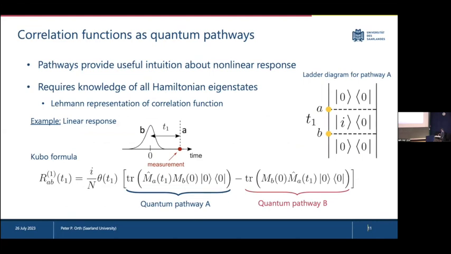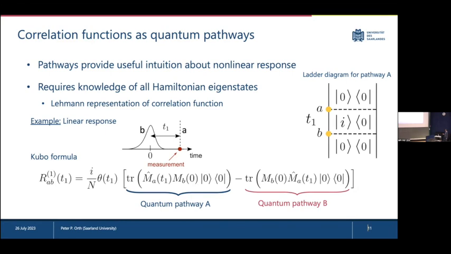One way to rationalize this concept has been developed. It's called quantum pathways. Let me take a few minutes to walk you through what quantum pathways are, because they provide a very useful intuition about nonlinear response. To make sense of this quantum pathway requires knowledge of all Hamiltonian eigenstates. Obviously, we don't always have access to all Hamiltonian eigenstates in a correlated system, but conceptually, we can always think about it this way. So it will be basically the Lehmann representation of these higher order correlation functions. I'll walk you through the example of linear response, and then it's easy to generalize to the nonlinear case.